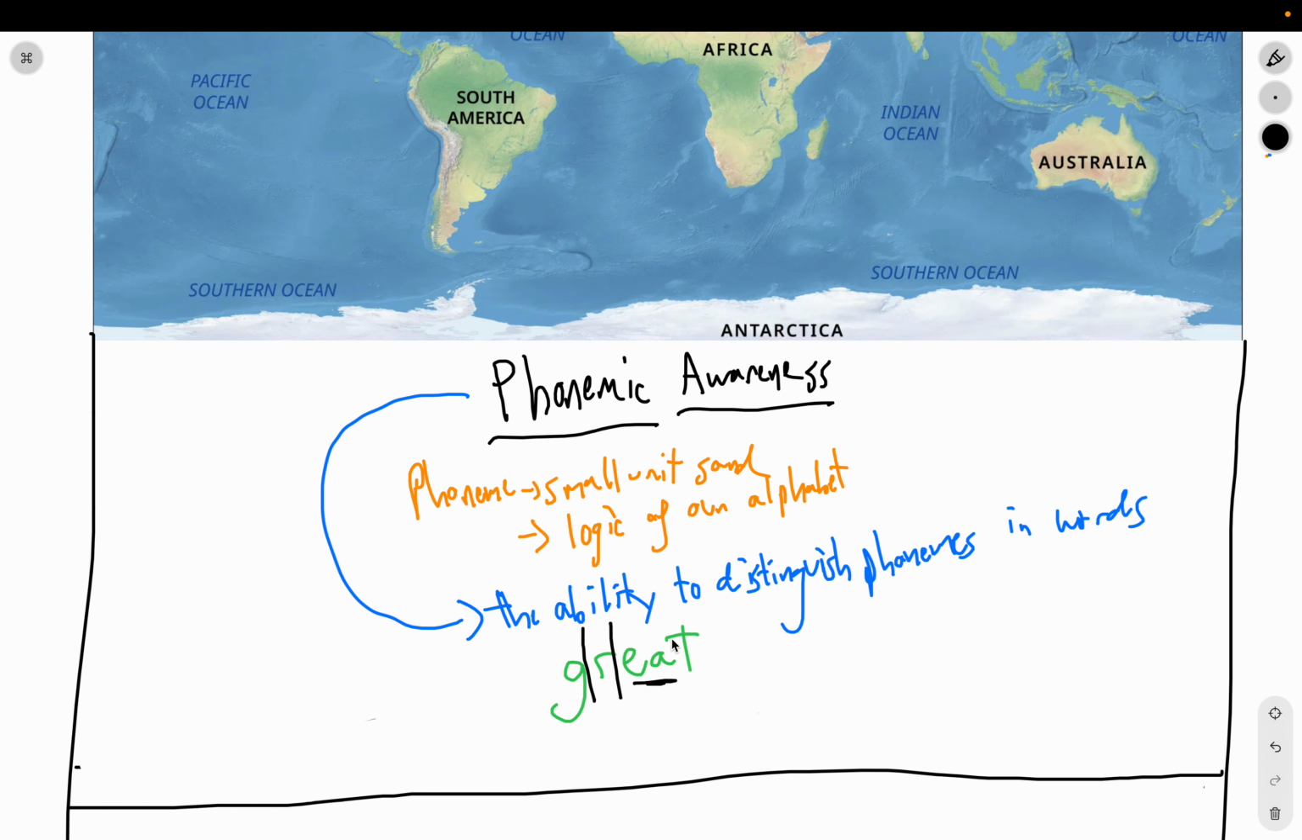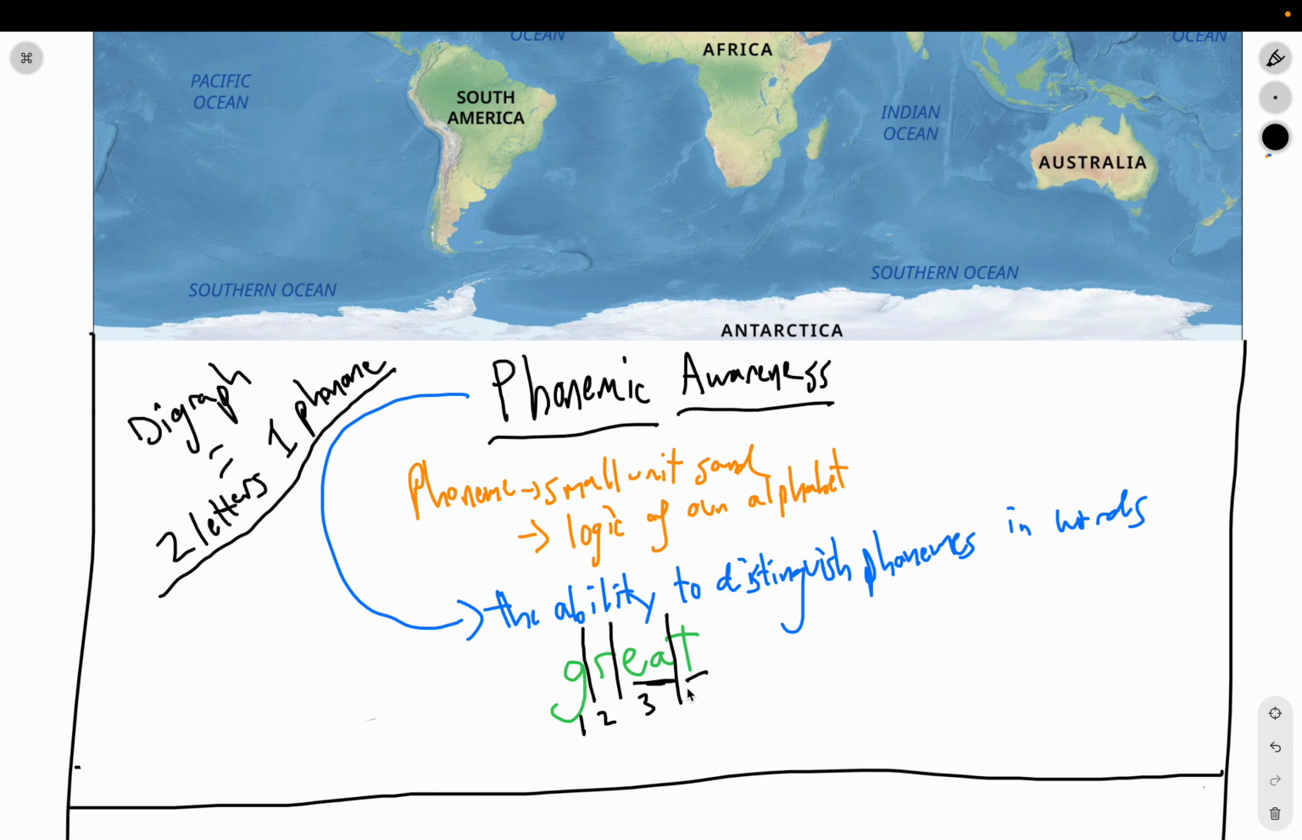It's not important, but that's called a digraph. When there's two letters in English that represent a single phoneme, digraph. And I'm just going to write that over here. Digraph equals two letters, one phoneme. That's a bit tangential, but that's important to know also. So we got our digraph, and then our last one is t. So we've got 1, 2, 3, 4.